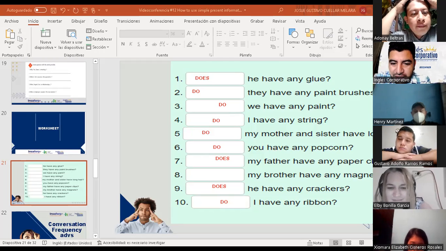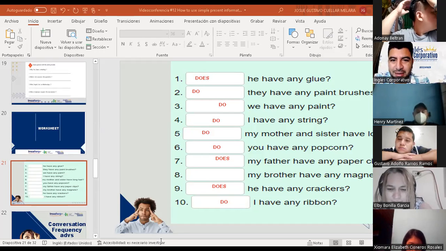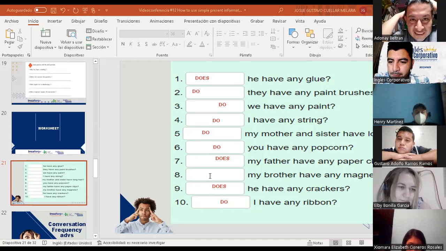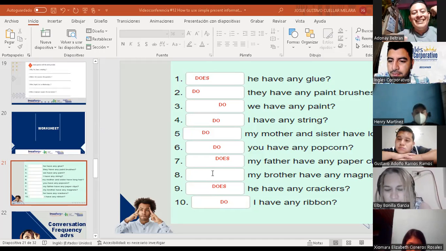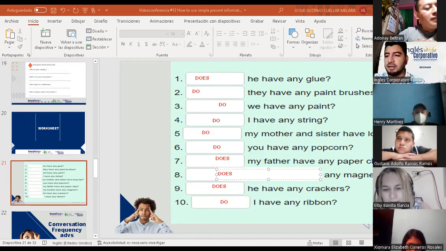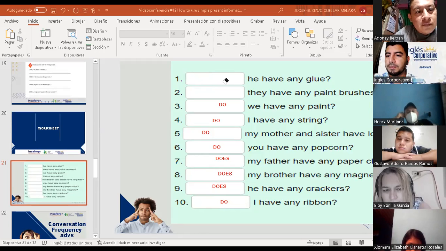Okay, and we go with Gilberto, right? Number 8. Fácil, Gilberto. Ya la puse fácil. Does my brother have magnets? Okay, yes, does. Okay, good. Excellent. Ahora quiero explicarles algo.